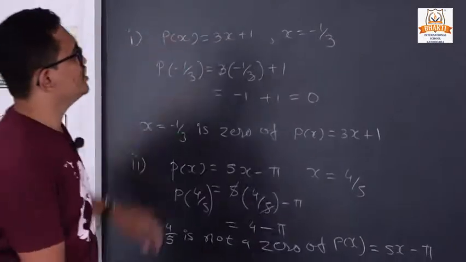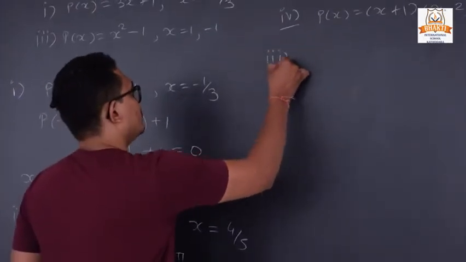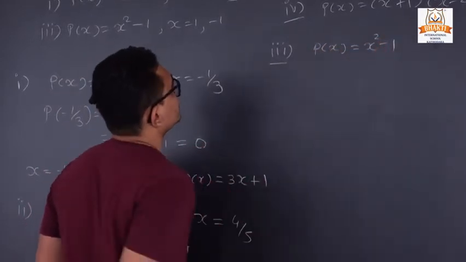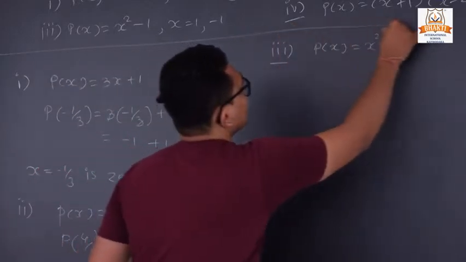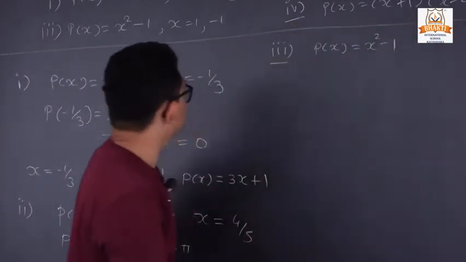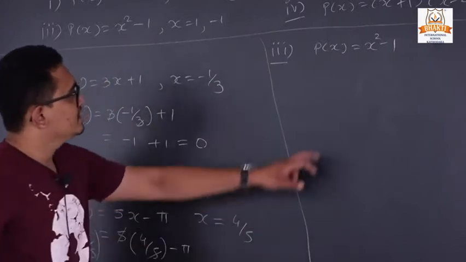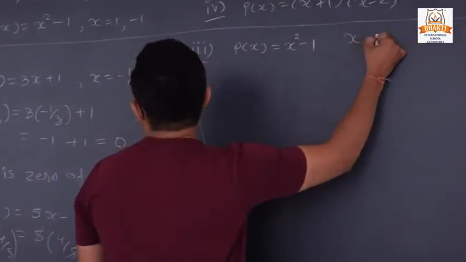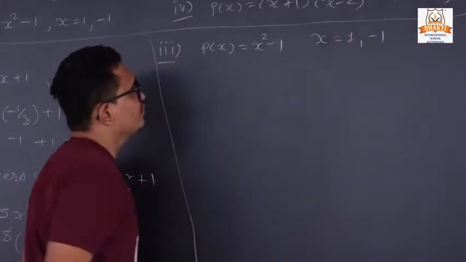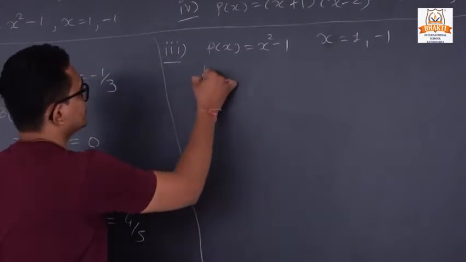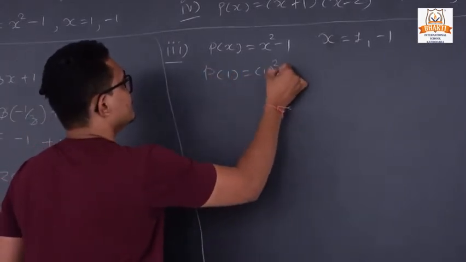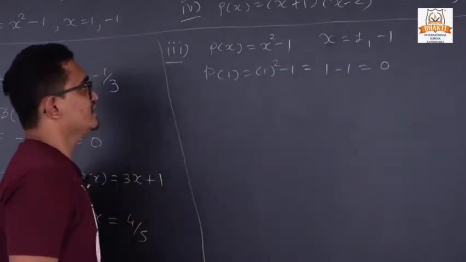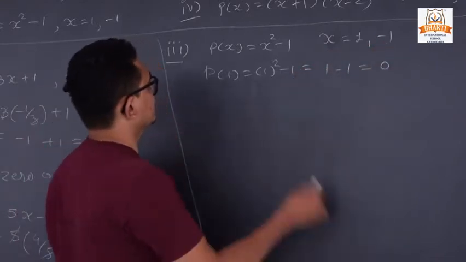Now question number three and four, similar examples. p of x is equal to x square minus 1, and here they are giving two values. First of all we will put 1. So 1 square minus 1. 1 square is 1, and minus 1, so the answer is 0. We can also check for minus 1.